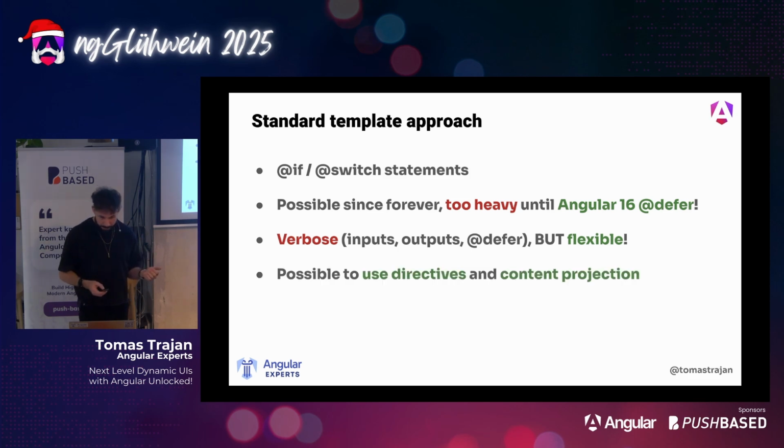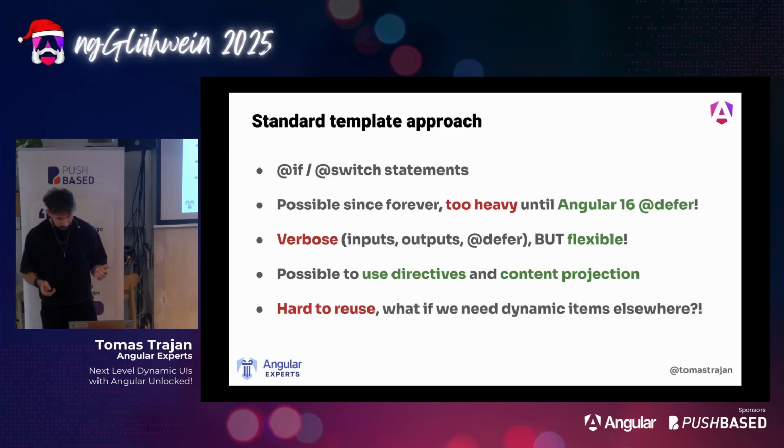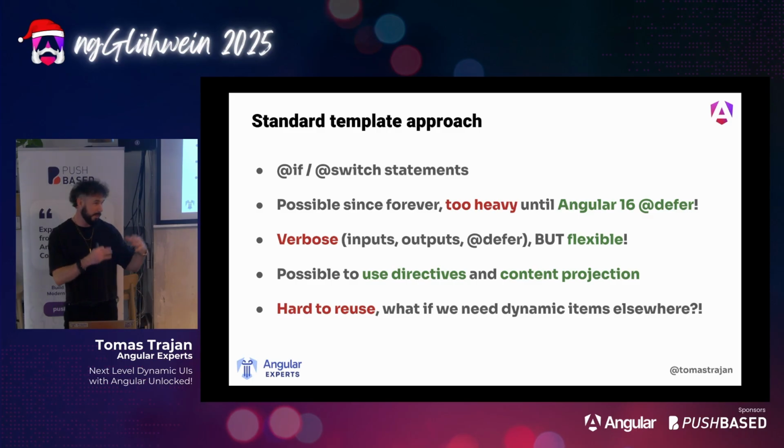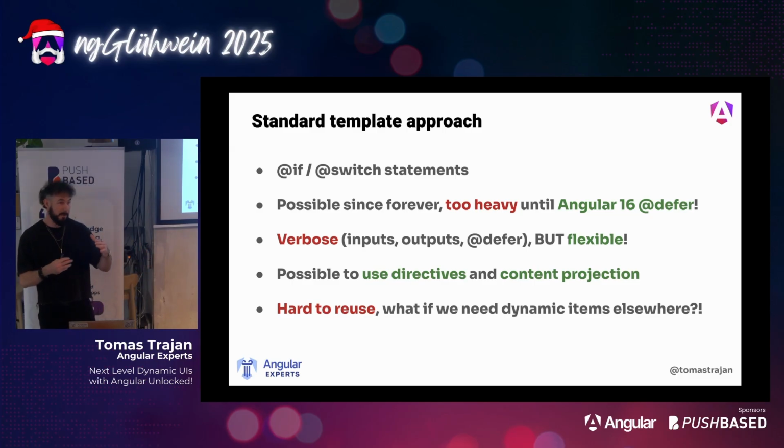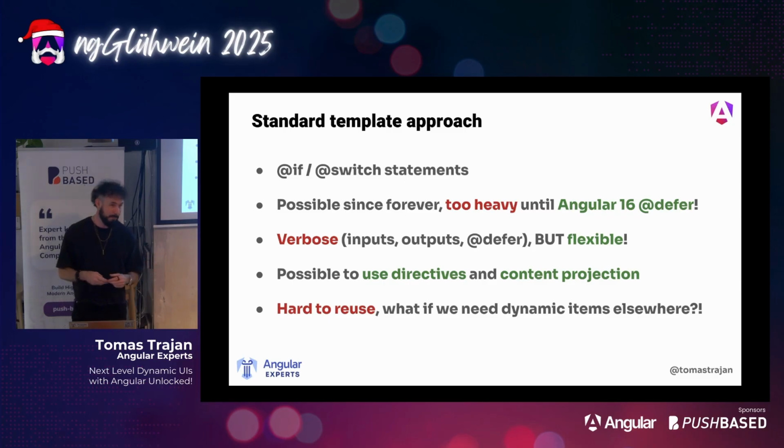It's not a problem. And it's of course also possible to use directives and content projection in the template, right? But it's hard to reuse. We implemented it in that one specific case as a dashboard item. Now let's say in another part of our application, we also have some kind of generic UI requirements. It will not be transferable. We would probably have another such switch statement. And if you have it in many, many places, then probably it's time to make it better.